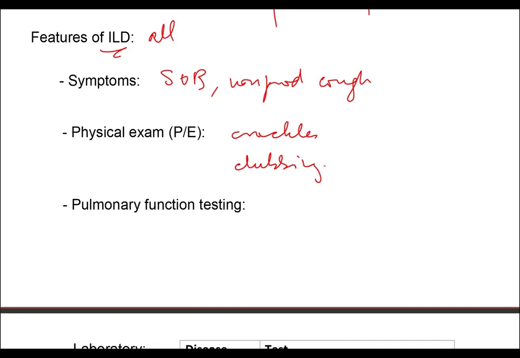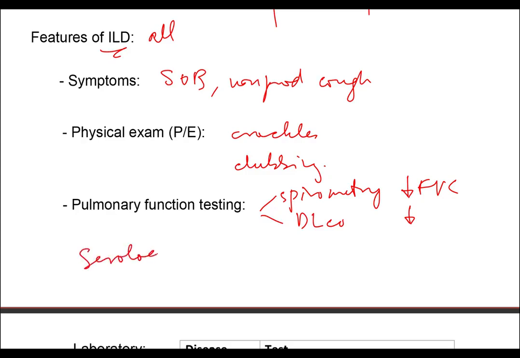And when we come to pulmonary function testing, remember this is going to break into our spirometry, which is going to preserve our FEV1 at greater than 80%, but it's going to show a decrease in forced vital capacity. But remember, when we talk about our diffusion, all of them are going to have a diffusion defect. We're going to be talking about other tests in here.